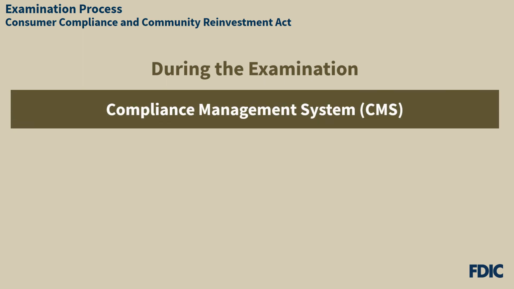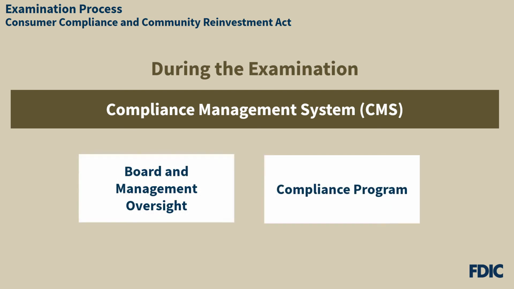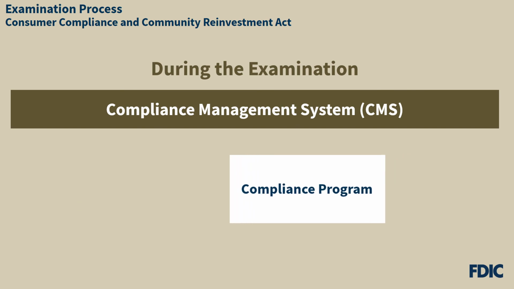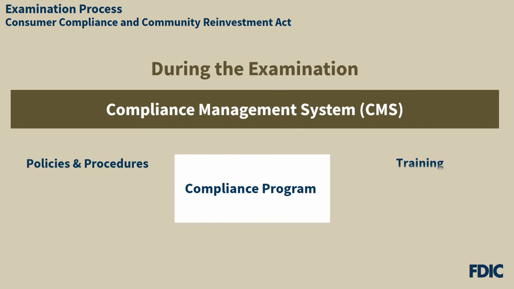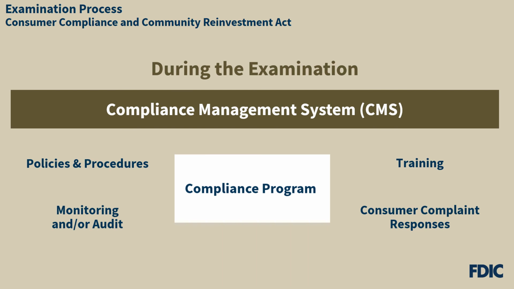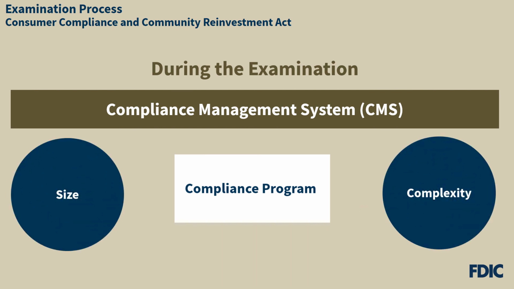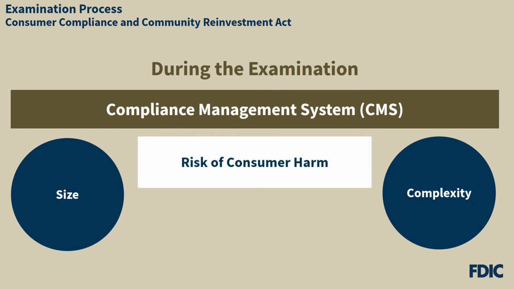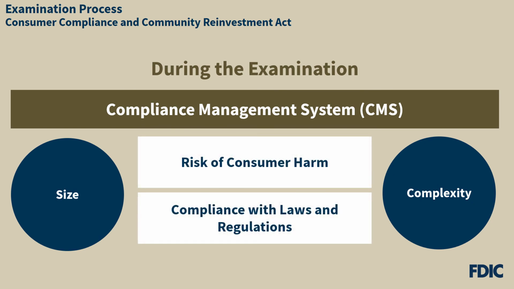We evaluate two primary areas: board and management oversight and the compliance program. The compliance program includes policies and procedures, training, monitoring and/or audit, and the consumer complaint resolution process. The size of the bank as well as the complexity of its operations are taken into account when assessing the effectiveness of its CMS. We evaluate whether the existing CMS effectively manages the risk of consumer harm and ensures compliance with applicable federal laws and regulations based on the bank's specific operations and risk profile.